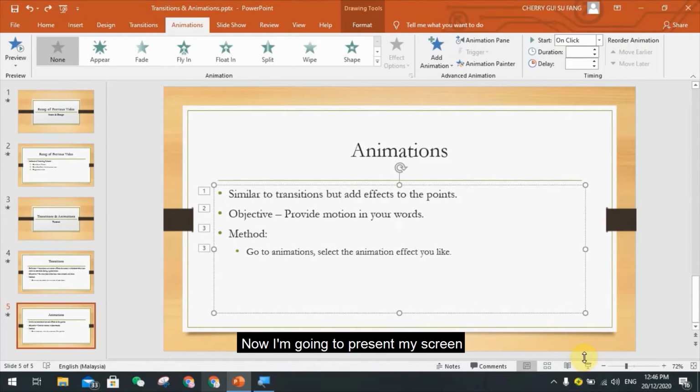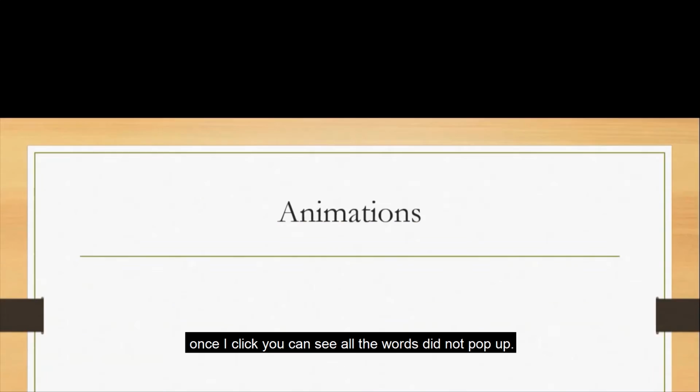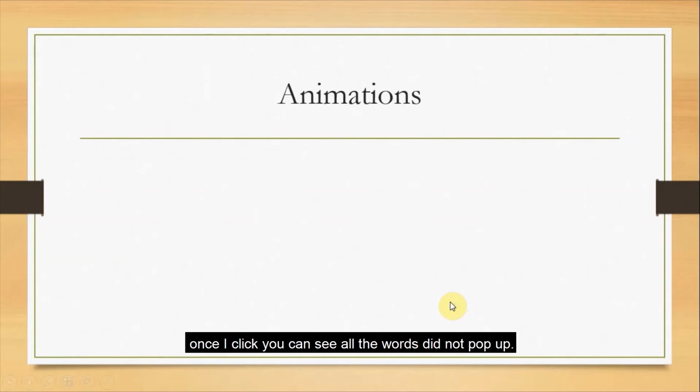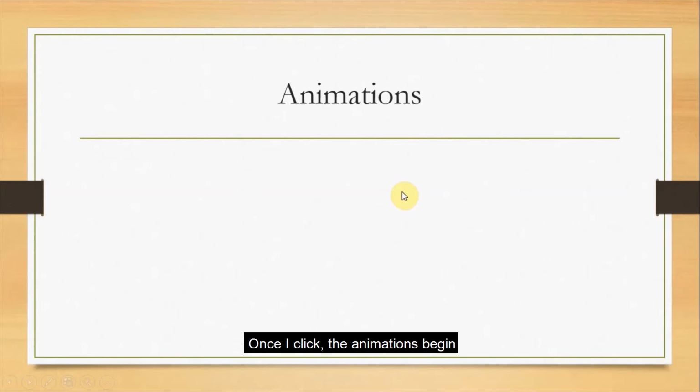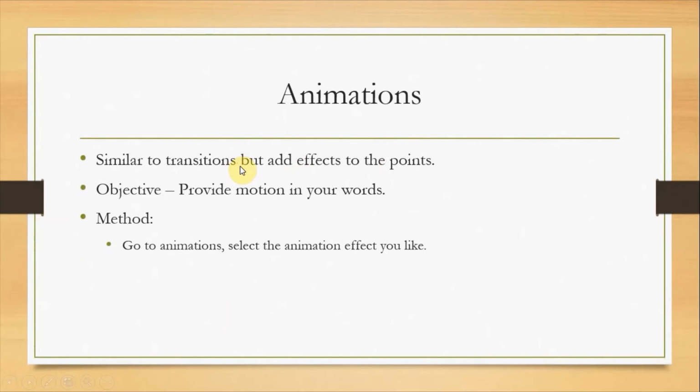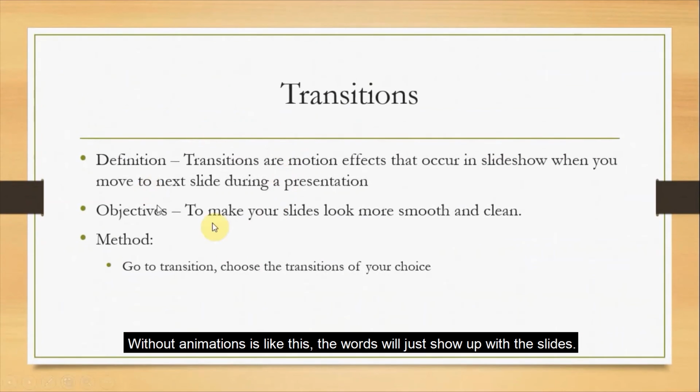Now I'm going to present my screen. Once I click, you can see all the words didn't pop up. This is because the animation has not started. So in order for the points to pop up, I have to click or scroll down my mouse. Here you can see once I click, the animations begin. And this is with animation. Without animation, it's like this. The words will just show up with the slides.